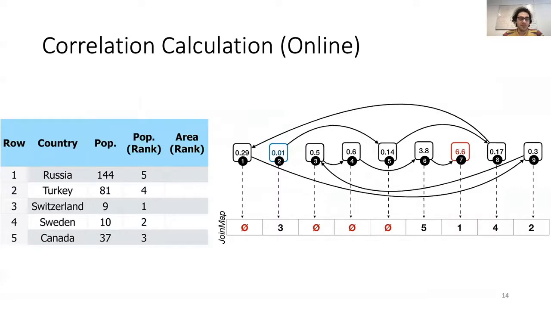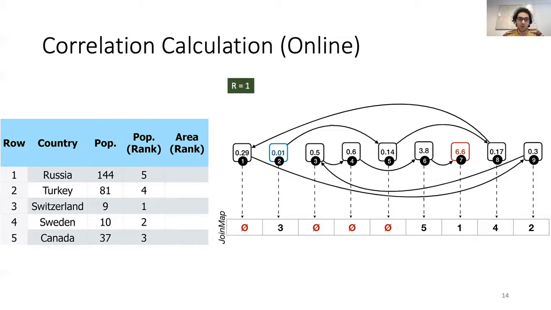Consider that we would like to calculate the correlation between the column population and the candidate column area. In order to calculate the correlation between these two, we need to first find the rank values of the area column in the candidate table. On the right-hand side, the join map of the candidate table is shown along with the index generated by COCO for this specific column.